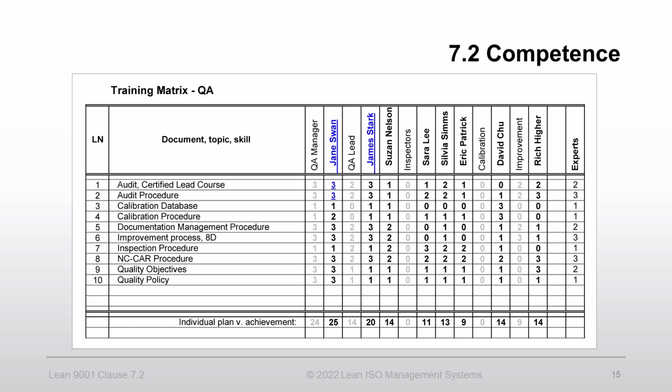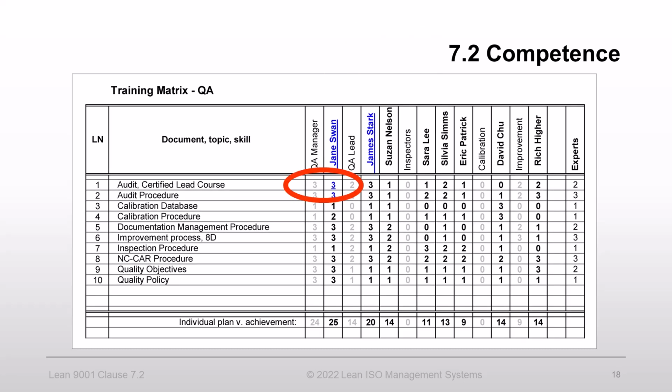Let's take a look at an example of such a matrix. On the left, the matrix lists all management system documents, operational procedures, skills like root cause analysis, auditing, specific software competence, and others. The right part of the matrix lists employee names by position with the target knowledge level and the achieved one. This exemplar matrix uses 4 qualification levels: 0 for not required, 1 is for aware, 2 is proficient, and 3 for an expert trainer.